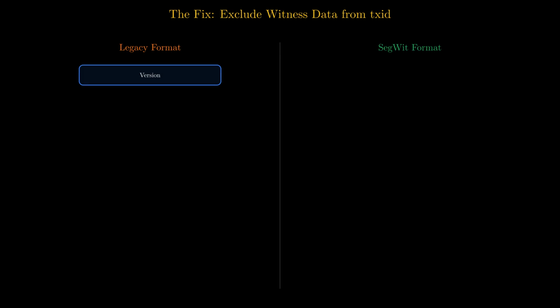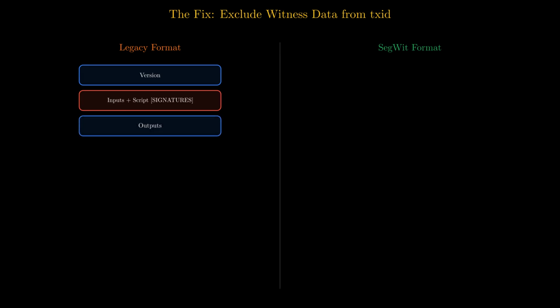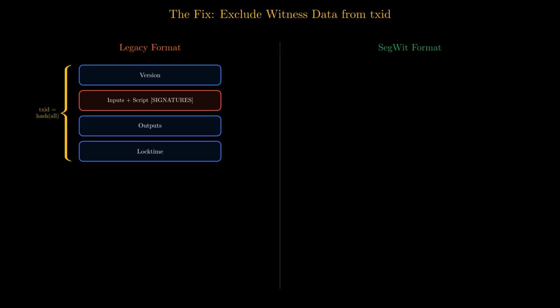SegWit restructures the transaction format. Let's compare the legacy format on the left with the SegWit format on the right. In the legacy format, we have version, inputs plus the input script containing signatures, outputs, and lock time. The transaction ID is a hash of all of these sections, signatures included.